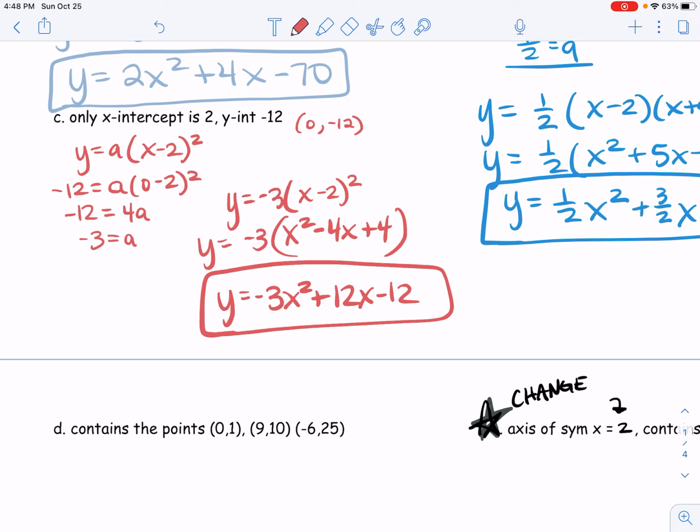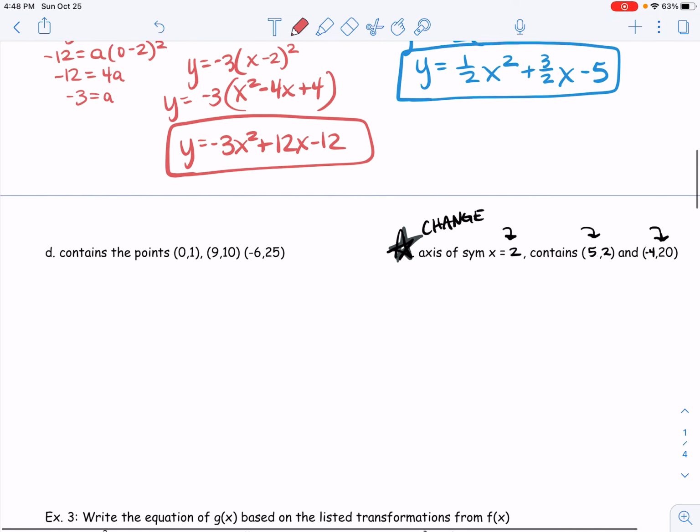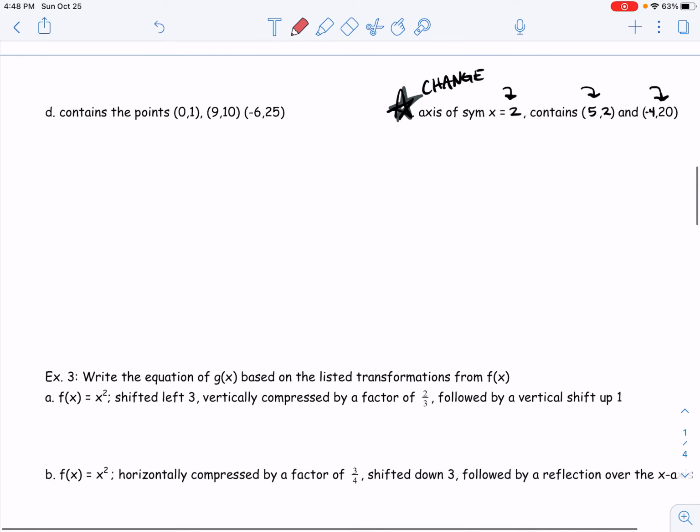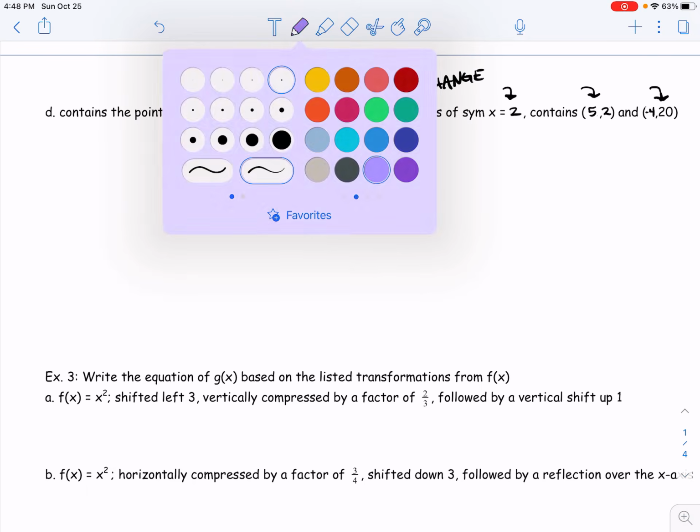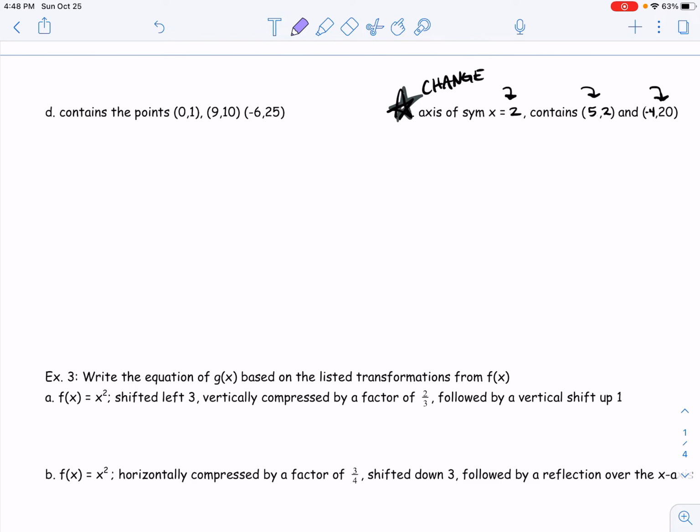Going on to the second page. This one's going to be a little bit more challenging, but it's just a review of something that we've already done this year, which is systems. So what they're giving us is a parabola, a quadratic that contains 3 points. Now, we don't know out of these 3 points if one of them is a vertex or anything like that, so we cannot assume anything. We know we want our answer in standard form.